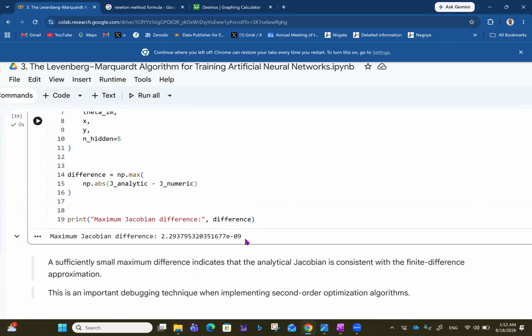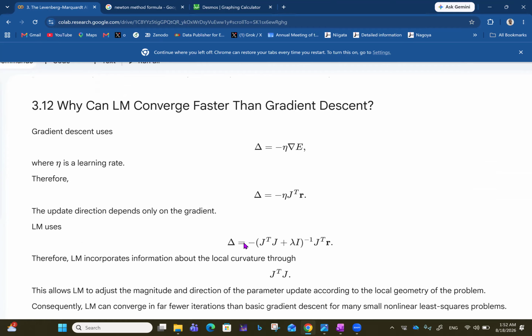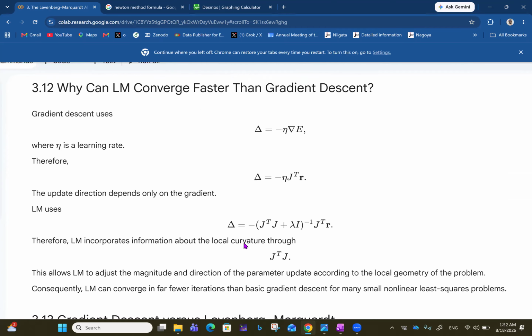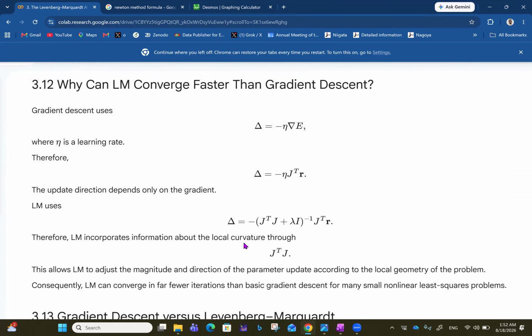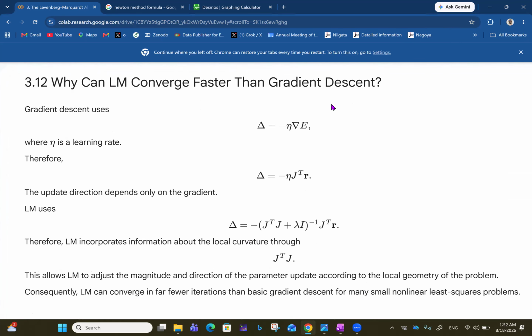So this small value tells us that we are doing something, that everything is going well. Now, why can Levenberg-Marquardt converge faster than gradient descent? Because gradient descent is the what is that thing called? It is the state of the art algorithm for AI systems, for neural networks and all that. So why can Levenberg-Marquardt converge faster than that?